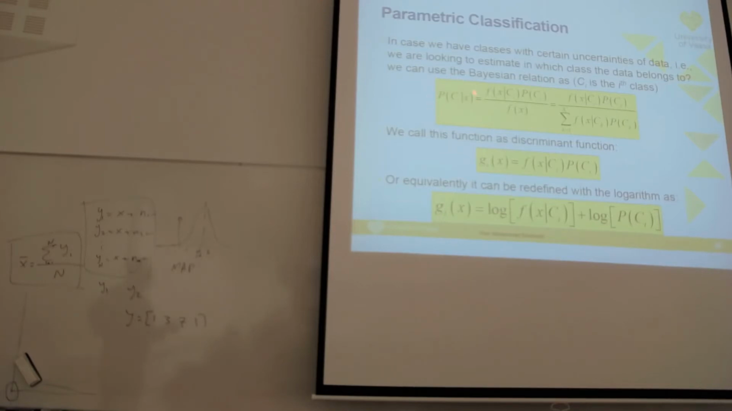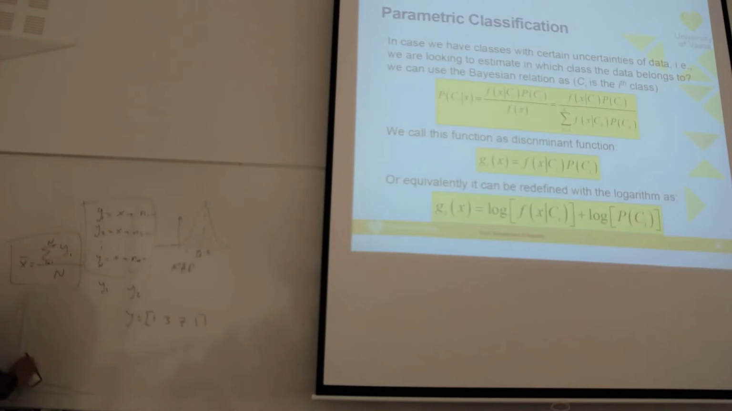As we explained several times before, this can be expanded by using the Bayesian formula in this form. It is the distribution of x given Ci times the probability of Ci, divided by the evidence, which is the distribution of x regardless of the class. Okay, and now we are looking to maximize this. Usually we are looking to maximize the probability of Ci given x.